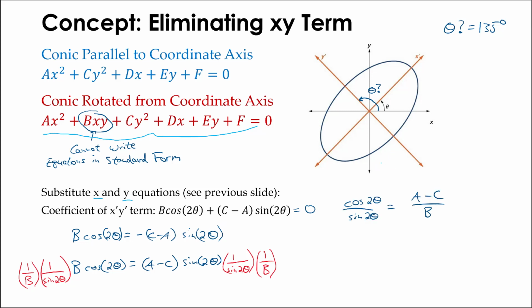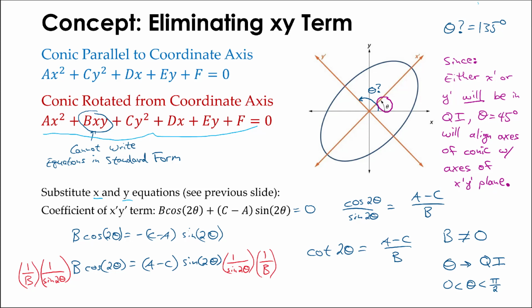So coming up here, when we do that, I get cosine 2 theta over sine 2 theta equals a minus c over b. Okay, and then the left-hand side simplifies to cotangent 2 theta equals a minus c over b. And in this instance, our b cannot equal 0. All right. And we're going to find that our theta is always going to be in quadrant 1, meaning it's going to be in between 0 and pi over 2.